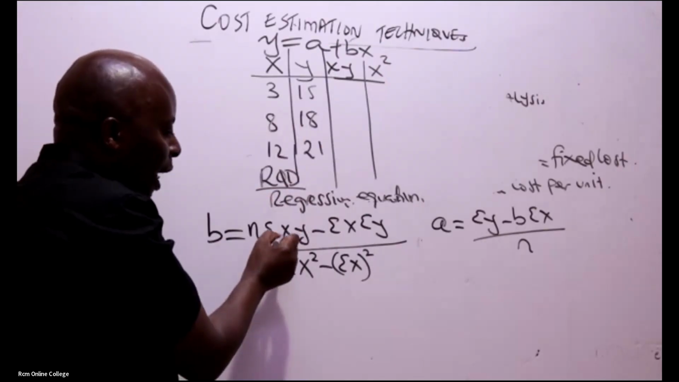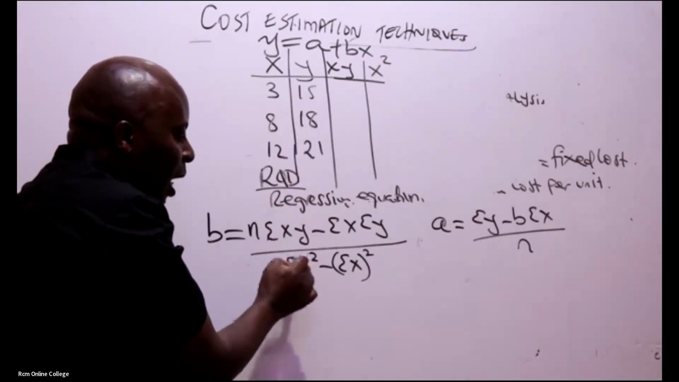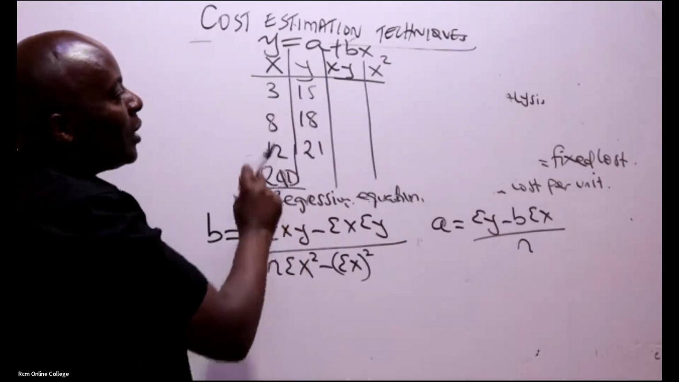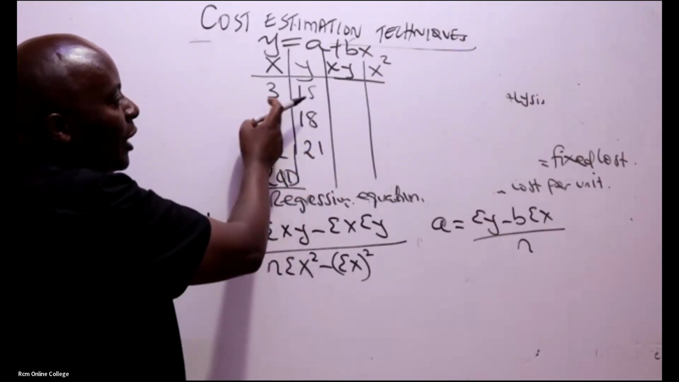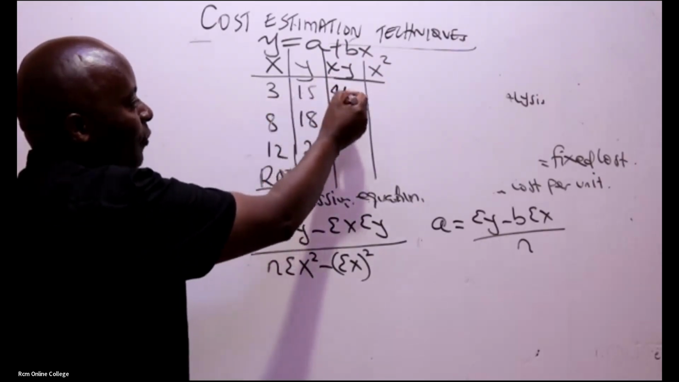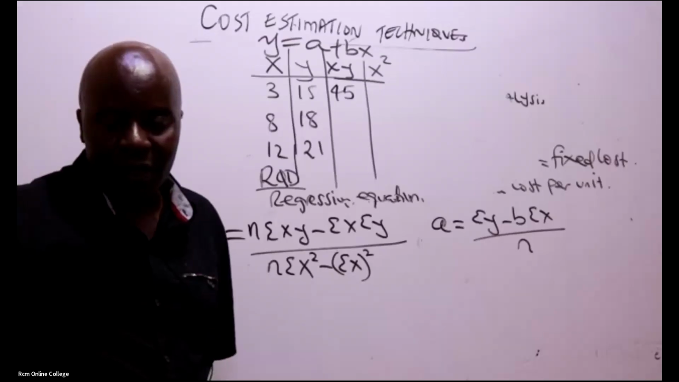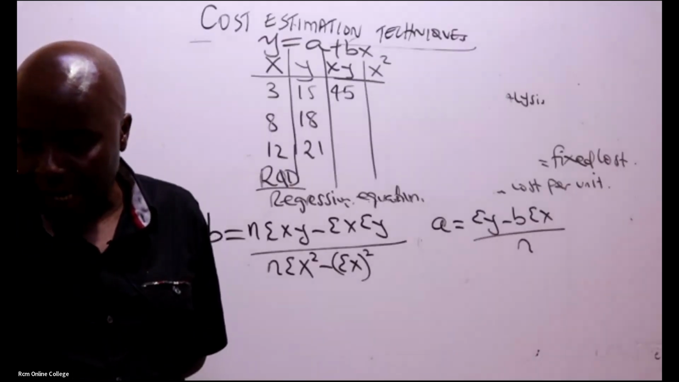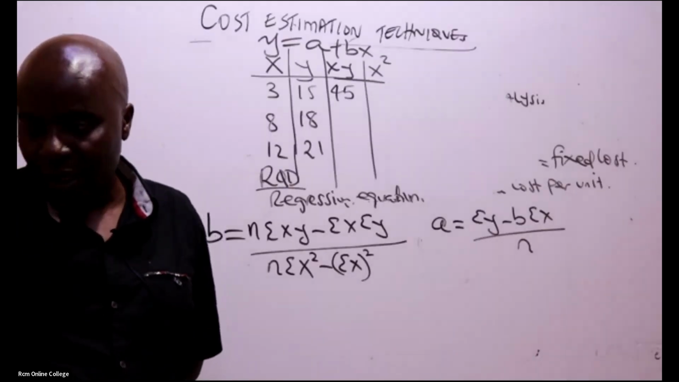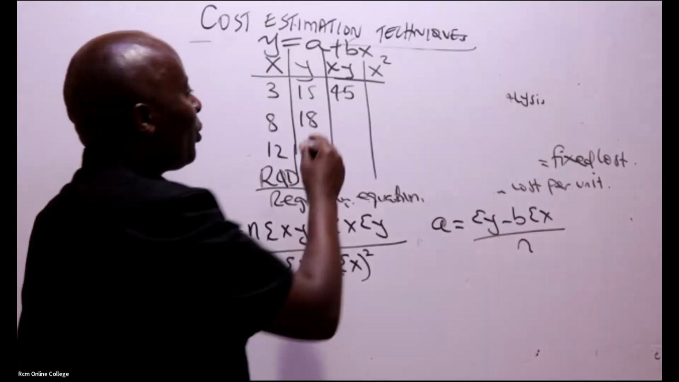So basically, you want to take care of this xy and this x squared. Can somebody do these multiplications for me? 3 times 15 gives me 45, right? How about 8 times 18? 144. Thank you very much.